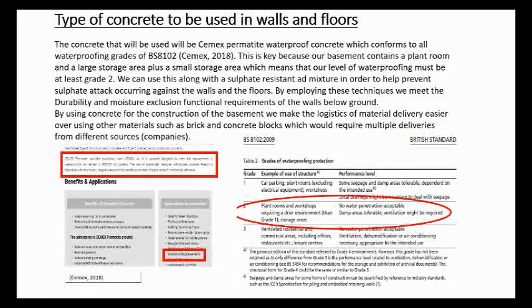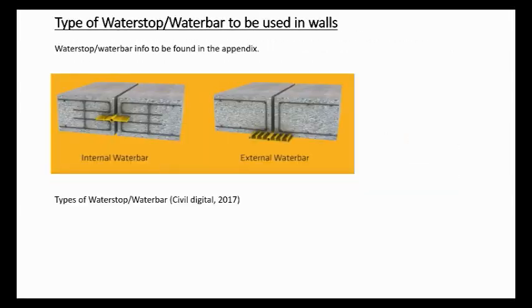We require at least grade 2 waterproofing due to a plant room and storage areas being present in the basement. To achieve this, we will use Cemex Permatite waterproof concrete, which conforms to all waterproof grades, along with a sulfate resistant admixture. This combination enables us to meet the durability and moisture exclusion functional requirements of the basement. Information on the type of water stop to be used can be found in the appendix.